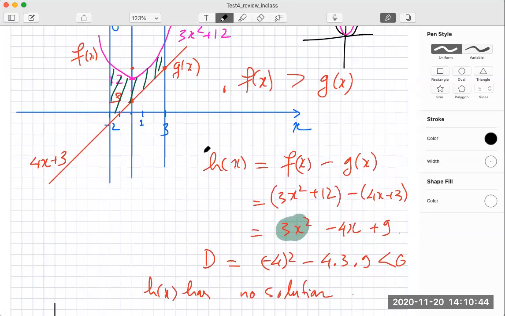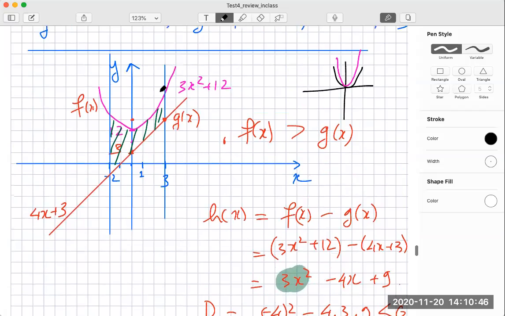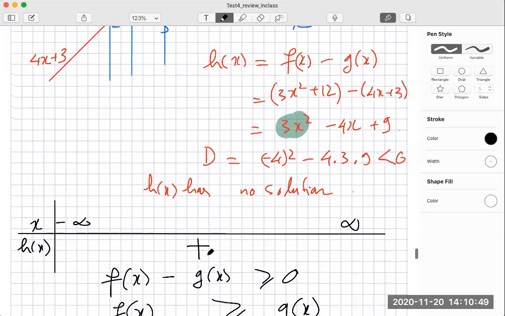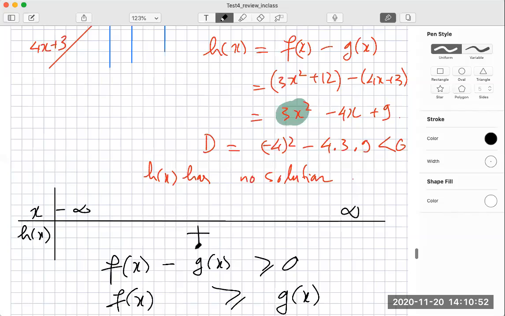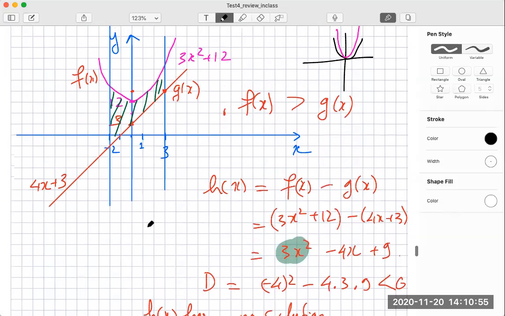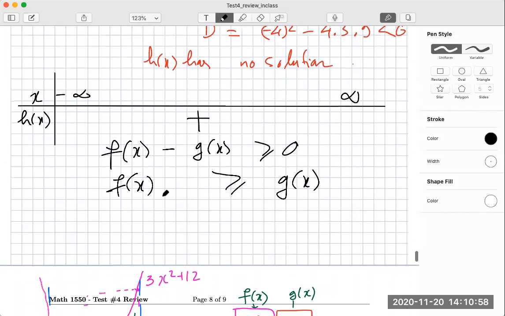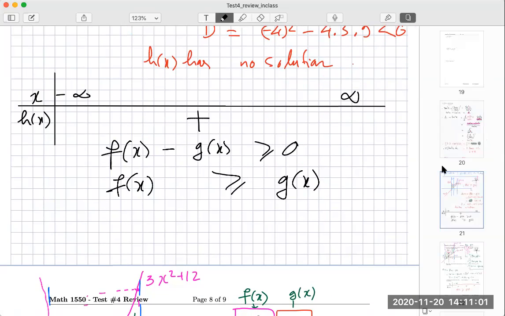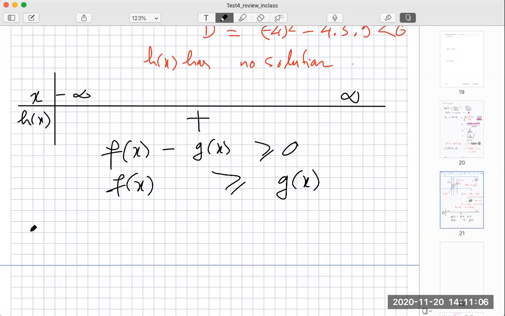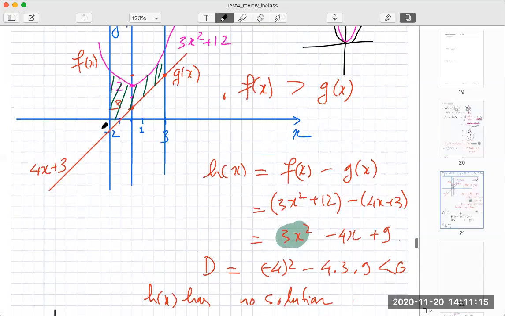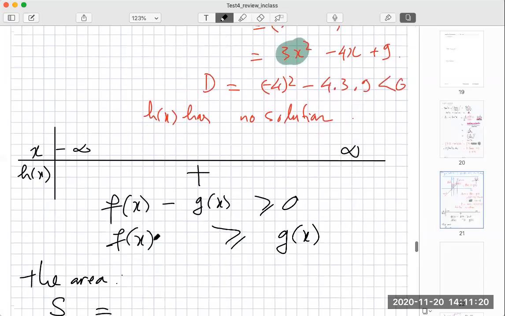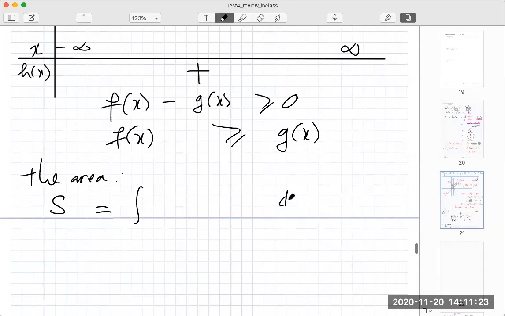But in the test, if you draw the graph here, then you're good. You don't have to do this table. Okay? I just want to explain and help you understand more. Then from the definition, we know that the area of this guy, let us call it S, will be the integral from the lower limit to the upper limit, right? In the variable x here, which is, what is it?